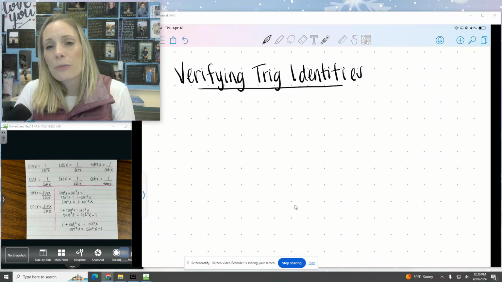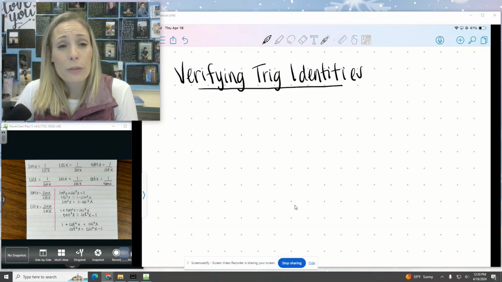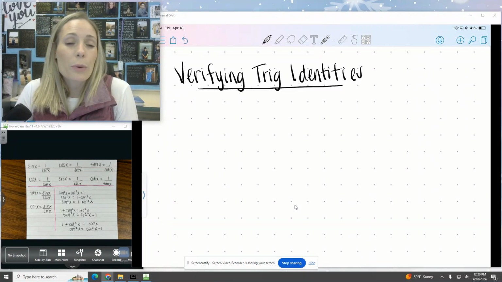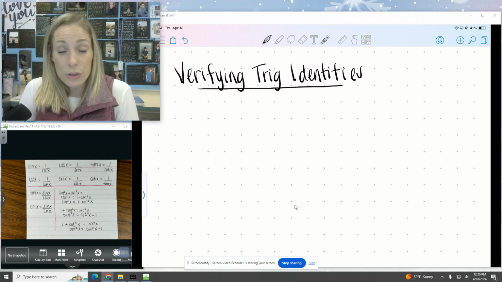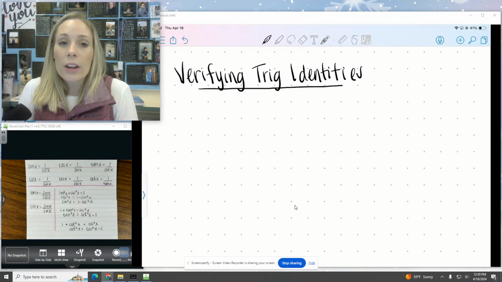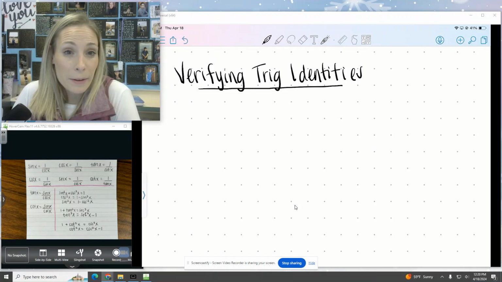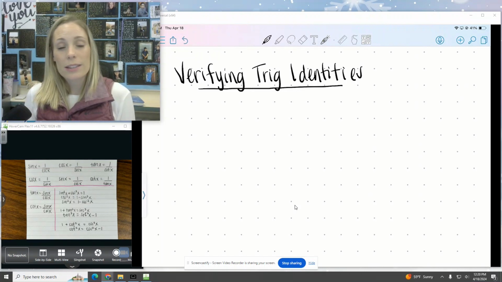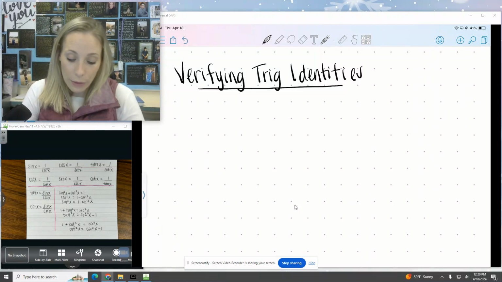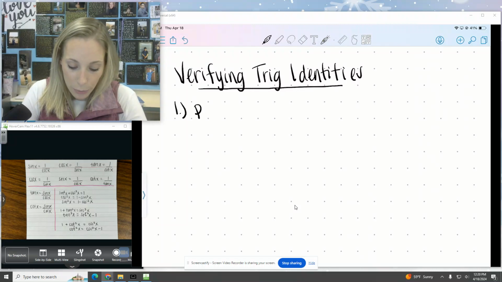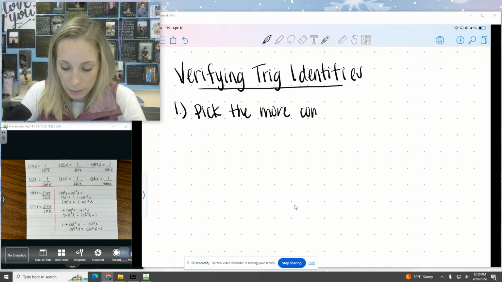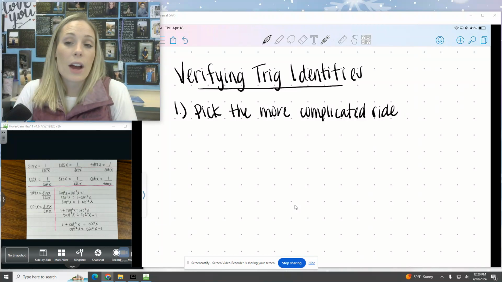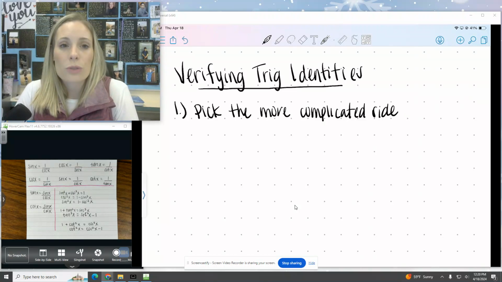Verifying is essentially a simpler form of proving. When you're verifying, you already know that the identity is true, and you're going through the algebra to show why it's true. There are a few guidelines for verifying. When you verify, you're going to be given an equation. It's going to have a left-hand side and a right-hand side. And the first thing you need to do is pick the more complicated side. You are only allowed to manipulate one side of the equation when you're verifying.